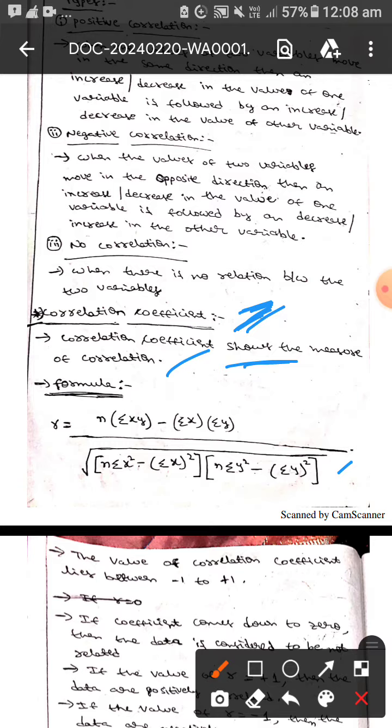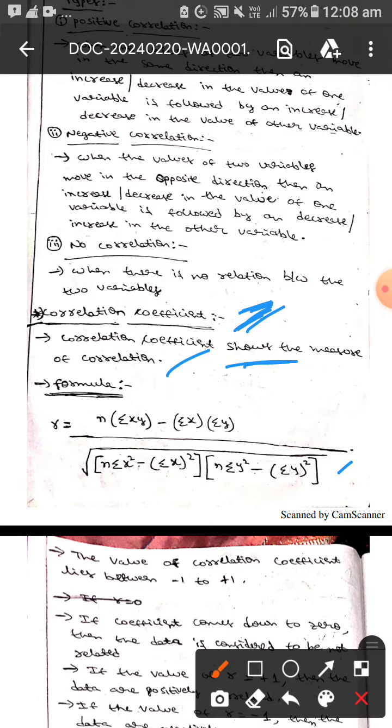When the values of two variables are moving in the same direction, an increase or decrease in the value of one variable is followed by an increase or decrease in the value of the other variable. The next one is negative correlation. Here, when the values of two variables move in the opposite direction, an increase or decrease in the value of one variable is followed by a decrease or increase in the other variable.